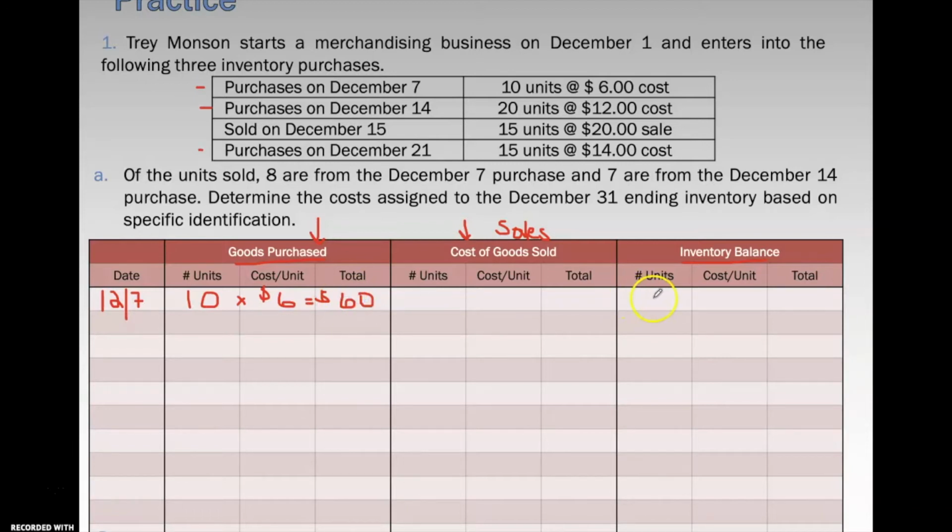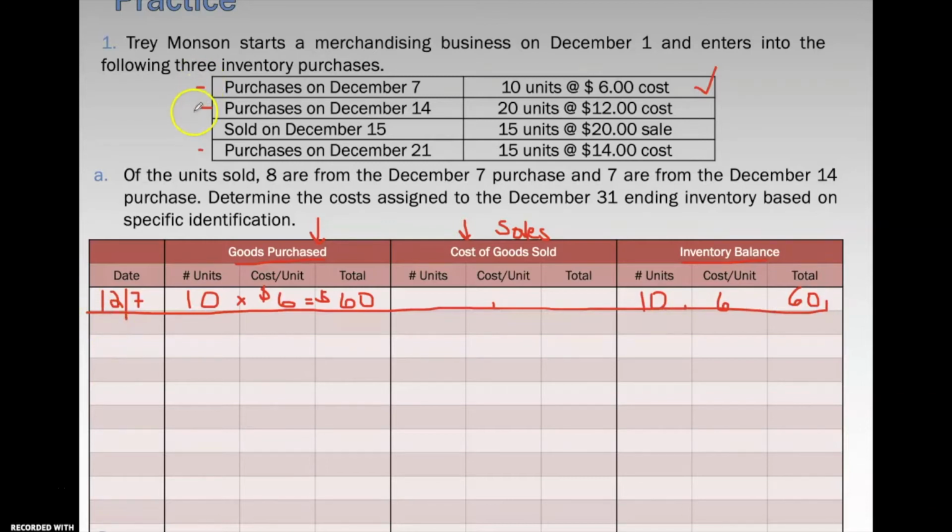So what's my inventory balance? What do I have? Well, that's all I got. So I have the 10 units at $6, which cost me $60. That's what I have right now. We're done with the first one. See, this is actually pretty easy to do. Now I'm going to try to draw a line here so we can keep different dates separated. Like I said, this is really hard to do with my trackpad.